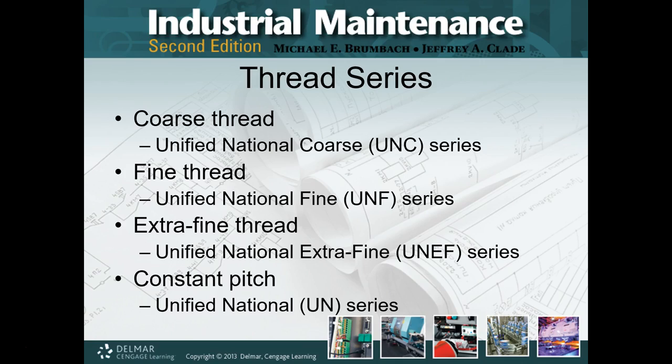So we've got thread series. We've got coarse thread, we've got fine thread, extra fine thread, and constant pitch. So coarse thread is just that. You'll find coarse thread typically where it's going to be really nasty as far as corrosion. You'll find coarse thread in that area. Fine thread, you'll find fine and extra fine typically in areas of high vibration. And then constant pitch you'll find in really odd places. So I'm just going to leave it at that.